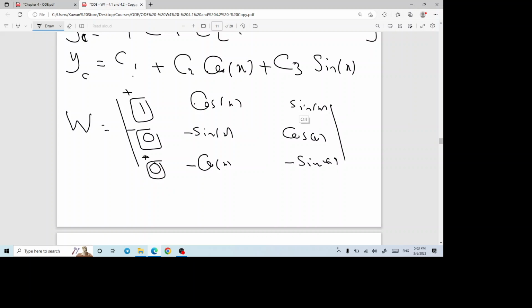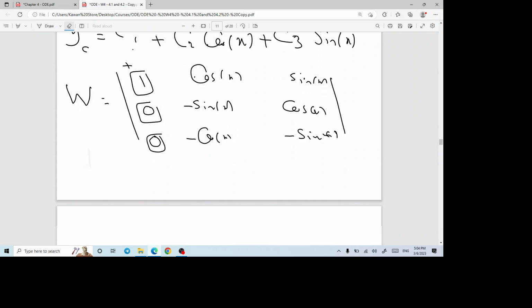You can use that method or another method. Do you know about that one? Where did you learn that? Not you, the others. Linear algebra, good. So you have linear algebra, very good.